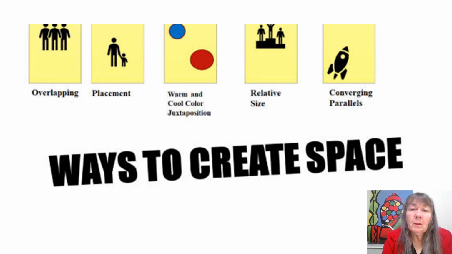And converging parallels, where you have two strong diagonals that tend to become smaller. Okay, they're at an angle and there's a diminishing perspective.